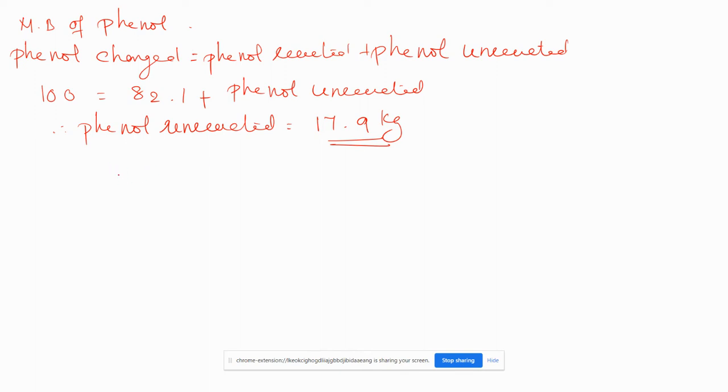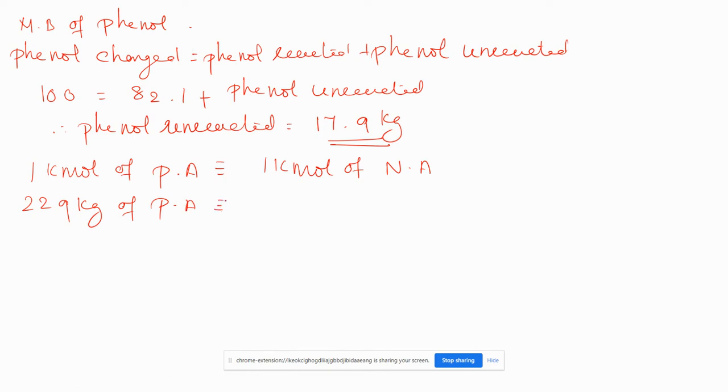So for that, first we should know how much nitric acid reacted. For that, you should write the relationship between product and reactant. Okay, so we will write the relationship between picric acid and nitric acid. So 1 kilomole of picric acid is equivalent to 1 kilomole of nitric acid. Okay. So now as per molecular weight, 229 kgs of picric acid is equivalent to 189 kgs of nitric acid.